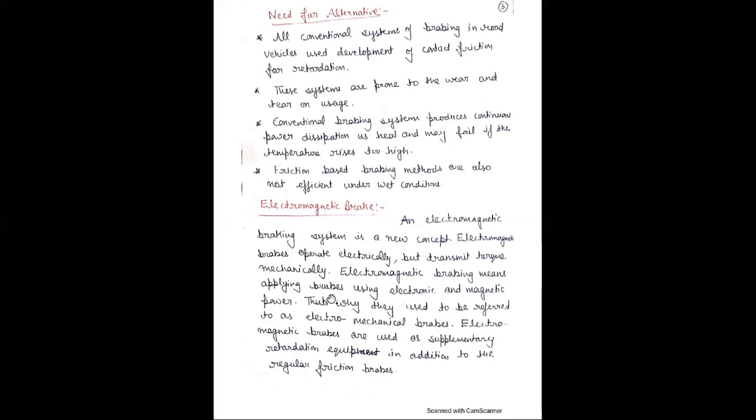Electro braking means applying brakes using electric and magnetic power. Both electric plus magnetic are used for applying brakes in any machines, vehicles, etc. That's why they are referred to as electromagnetic brakes. Electromagnetic brakes are used as supplementary retardation, meaning brake equipment in addition to the regular friction brake.